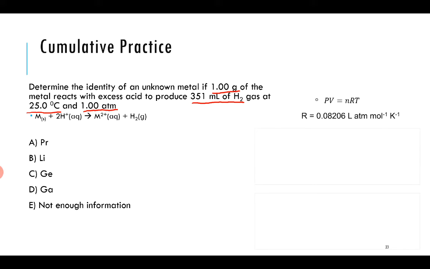We are told the ideal gas law, we are told an R value, and then we are told a generic equation, but we don't know what metal it is. So how can we possibly identify what metal it is? Pause the video and try to think about what we could use to identify the metal.